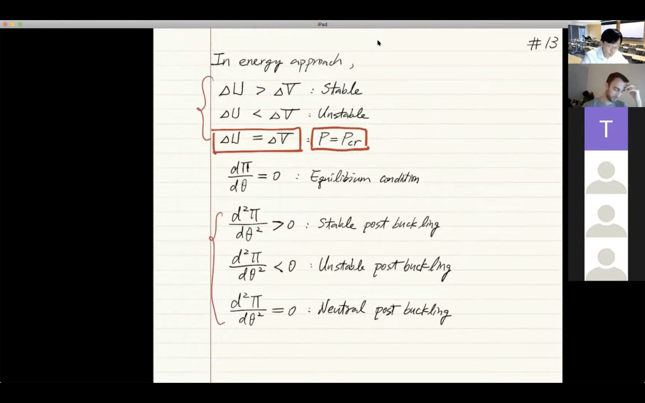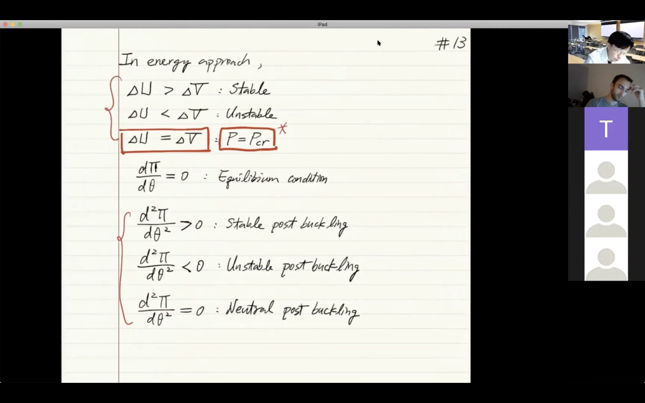In the energy approach, we will use this expression, this condition, to find out the critical load. But unlike the force approach, the energy approach actually can tell us what happens beyond the buckling. If you remember last week, this is what we talked about. When we look at the force and the deflection curve, right?